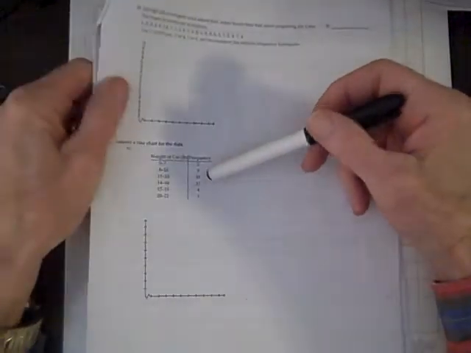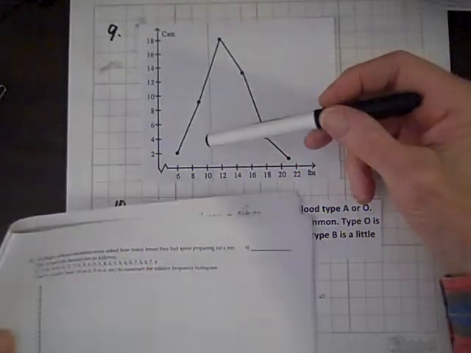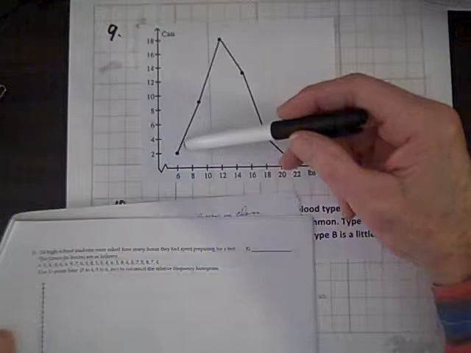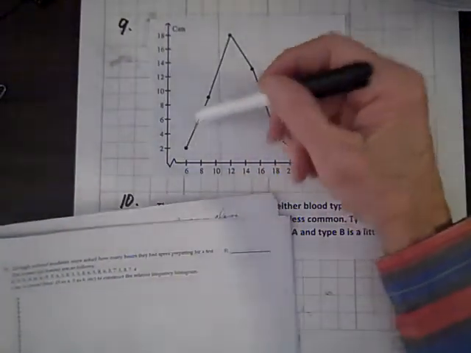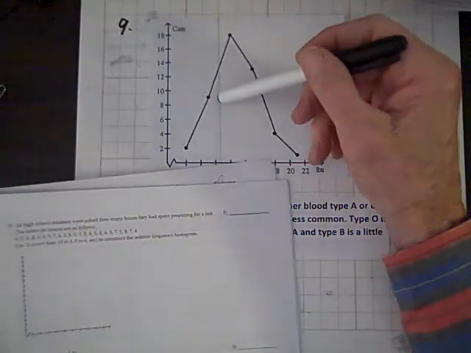And for 9, our task is to construct a line chart for the data. So what you do is you want to make a point graph and then connect the dots. And so that's what we've done. So let's see.